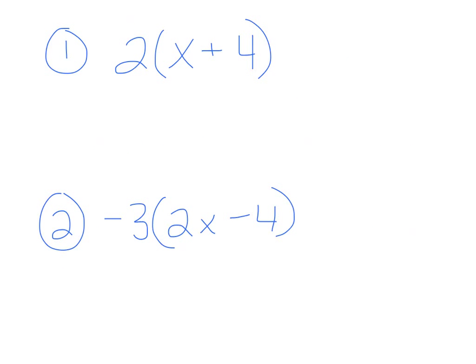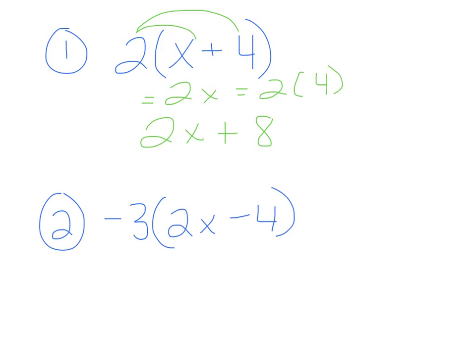A couple examples here. So in this first example, we have 2 times x, so 2x, and then 2 times 4, so plus 8. You could also write it out like this first if you wanted to: 2x plus 2 times 4, and then have this as your final answer.